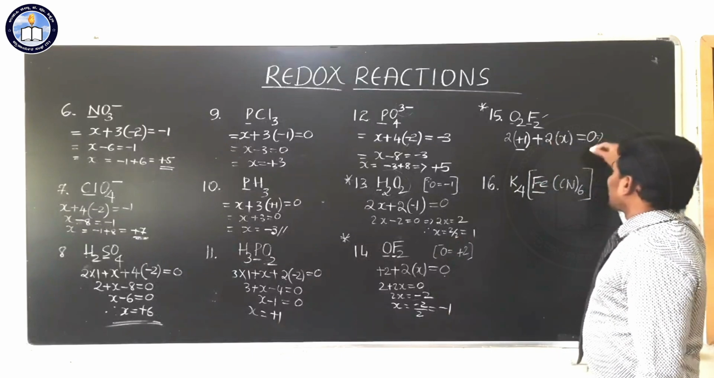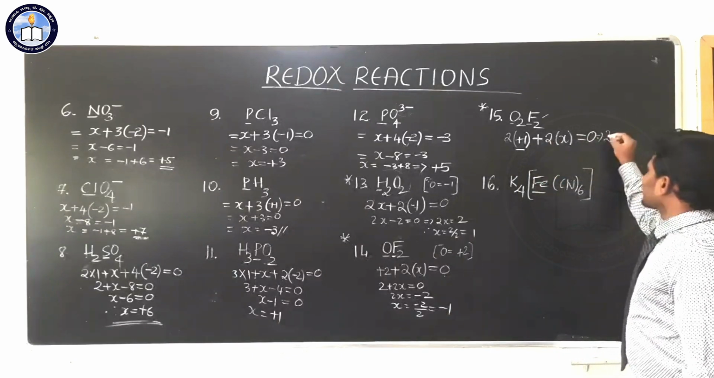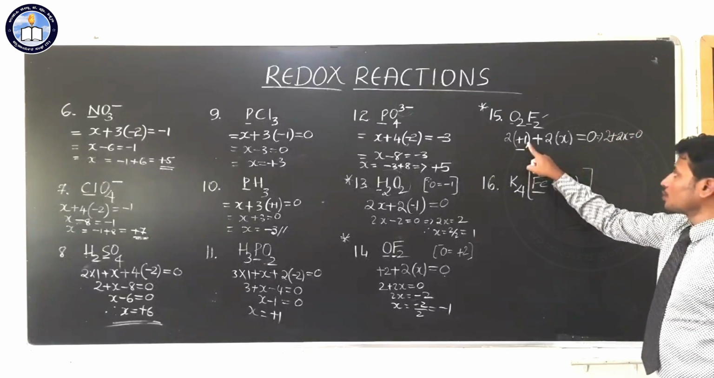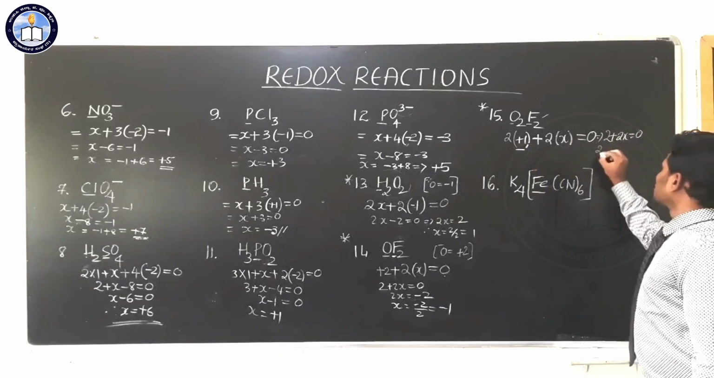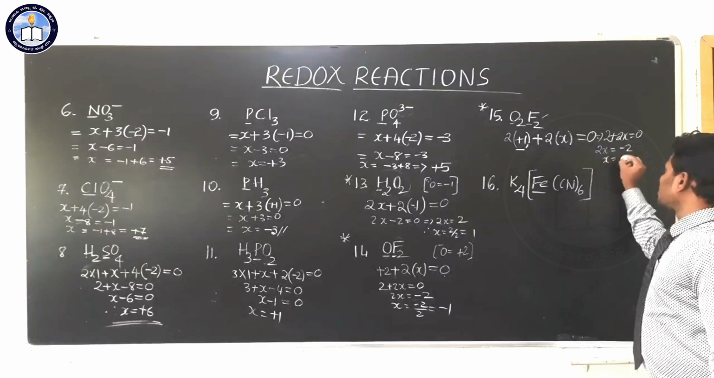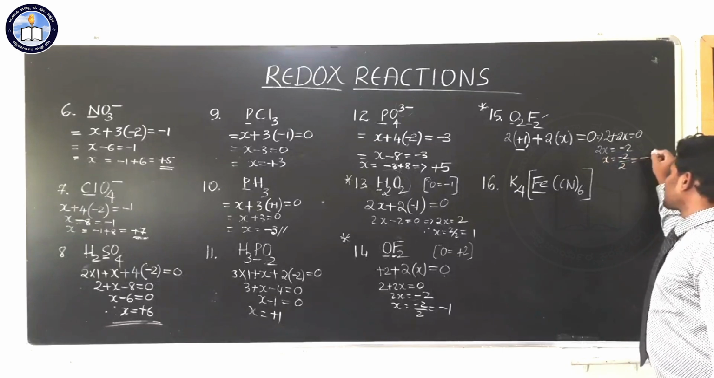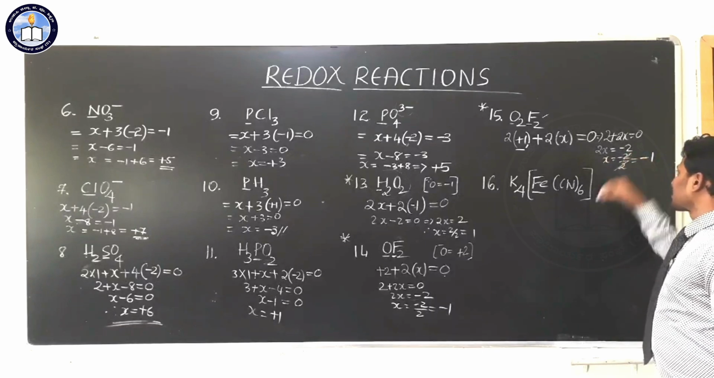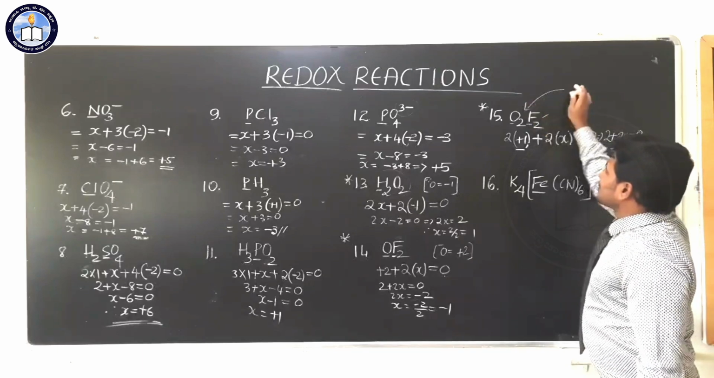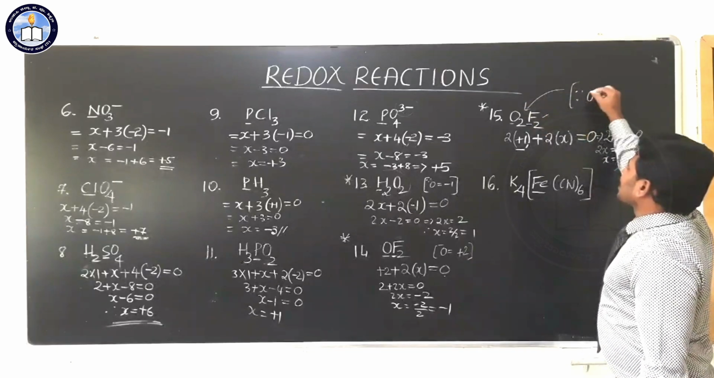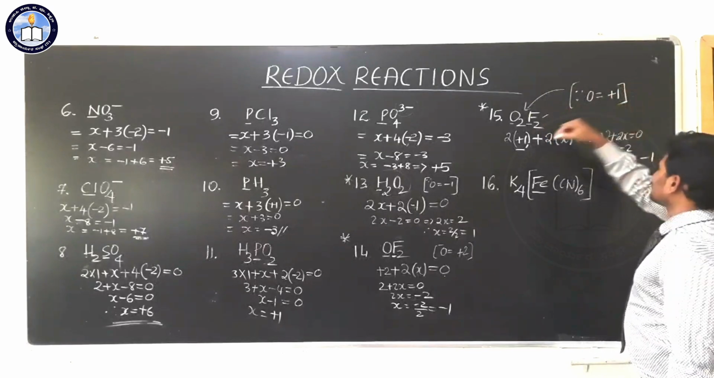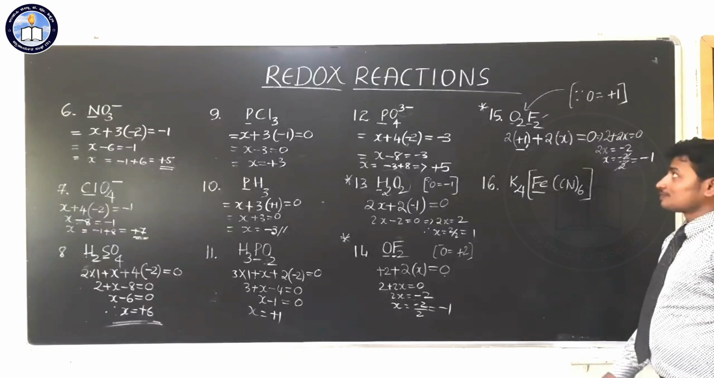So continue here, 2 plus 2x equal to 0, isn't it? 2 plus 2x equal to 0. 2x equal to -2. Hence x equal to -2 by 2, that is equal to -1. In this case, for oxygen we have taken oxygen equal to +1. So be careful.